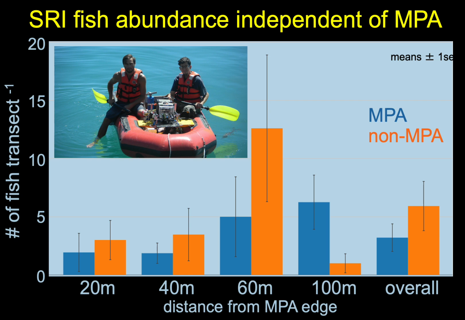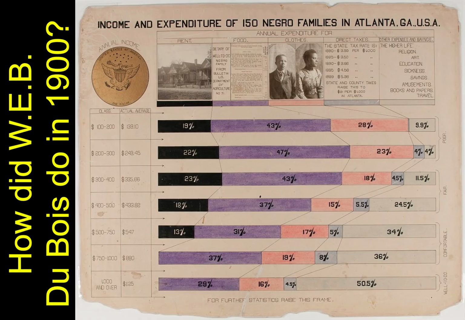Let's take a look at some classic figures. This is from W.E.B. Du Bois in 1900. Okay, so this is talking about making the case for dignity and equity and paying attention to what was going on with the African American community in and around the city of Atlanta. And so, what kind of figure is this? Stacked bar. That's right.